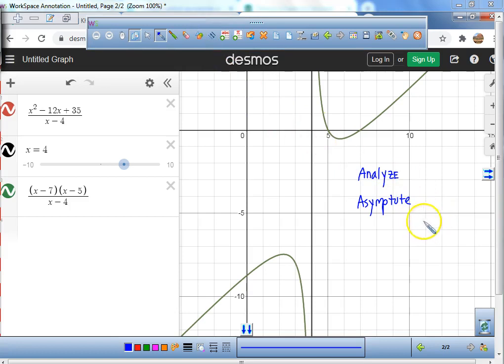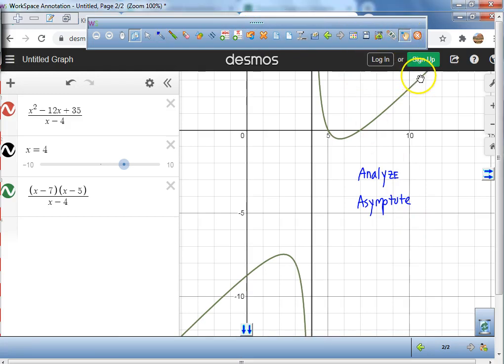Okay, we're going to analyze the function around the asymptote. All right, so we're going to be looking at what happens as we go towards the asymptote. So if you would please, could you guys please follow the hand? All right, follow the hand.